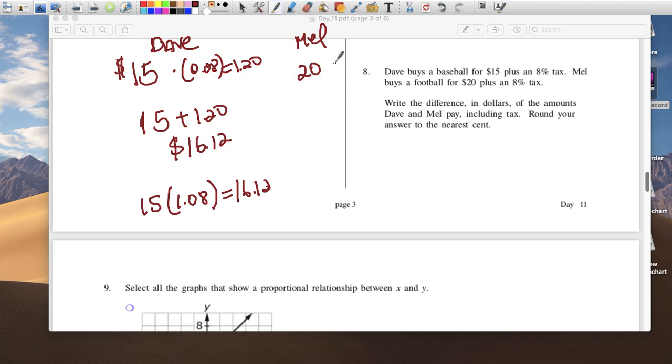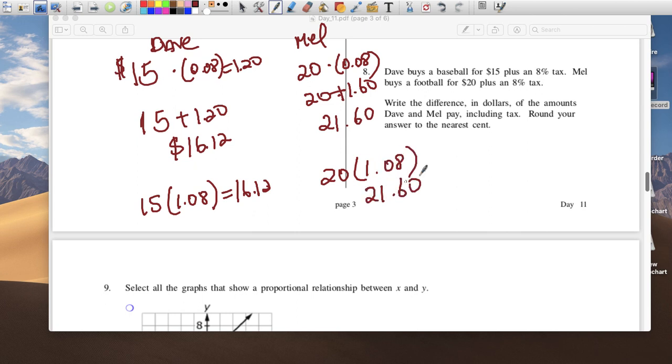For Mel, same thing. He's going to pay 8% tax, so 20 times 0.08 equals 1.6. So Mel is paying $1.60 tax. So we're going to add the $20 plus the tax, and we're going to pay $21.60. Those of you who did it the short way, 20 times 1.08, you're going to get the answer straight away, 21.60.